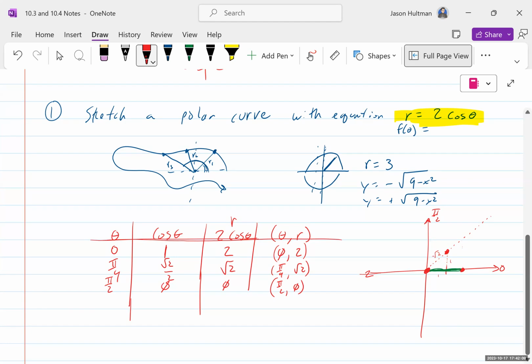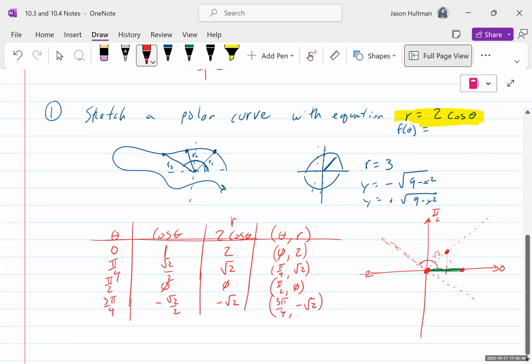Now where are we going to go? We're going to go to 3 pi over 4, and this is going to be very interesting. At 3 pi over 4, we're over here. The cosine of 3 pi over 4 is negative radical 2 over 2. It's in the second quadrant. Multiplied by 2, that becomes negative radical 2. And so this becomes 3 pi over 4 and negative radical 2.